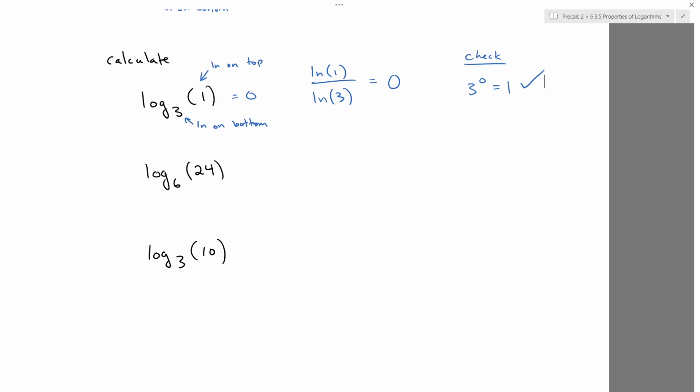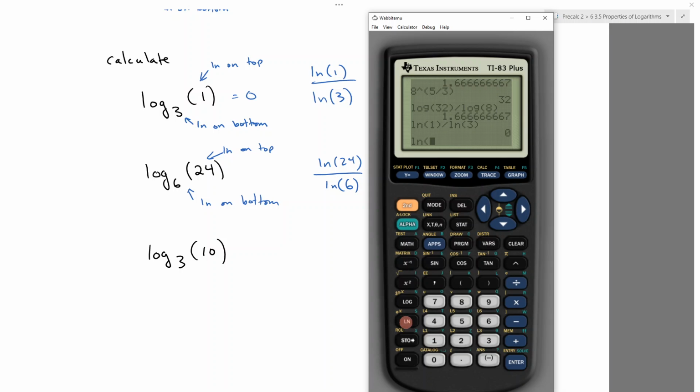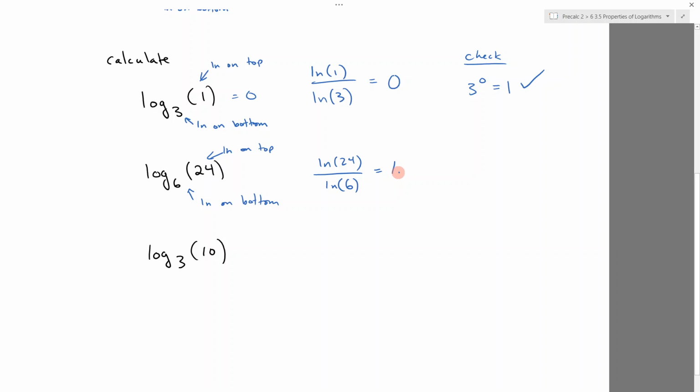Okay, so let's calculate the other ones. Again, we want this to be an ln on top, and this to be an ln on the bottom. So writing it out, it becomes natural log of 24 over natural log of 6. So we just punch it into the calculator: natural log of 24 divided by natural log of 6. It's about 1.774. Let's round to 3 decimal places.